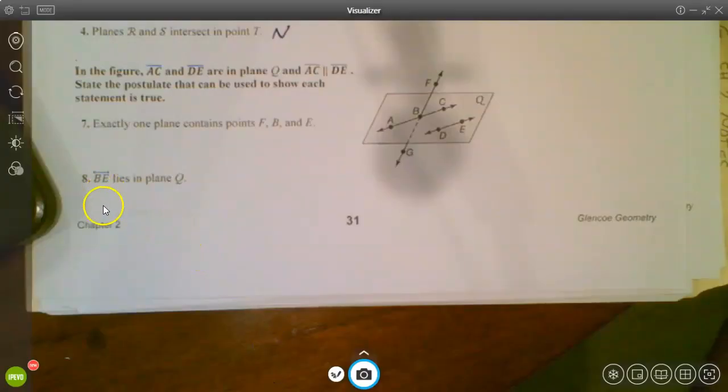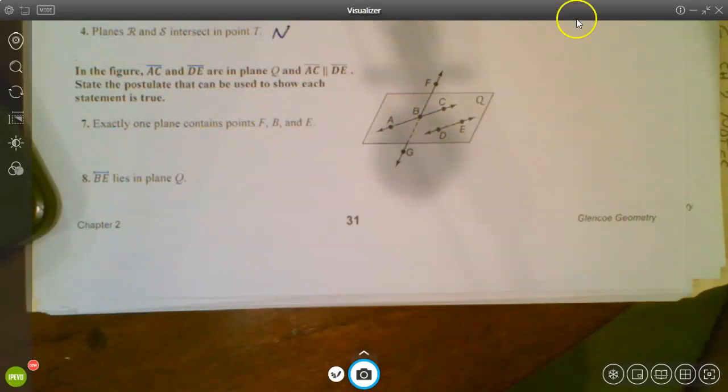Let's take a look at number 8. And again, always good to pause the video and give this one a try on your own before I do it with you. So line BE lies in plane Q. Even though there's not a line drawn in this picture, we still know with one of our postulates that if I ever have 2 points, there does exist a line through those 2 points. And we know that if 2 points lie in plane Q, then the line that I draw through those 2 points would also be in plane Q.